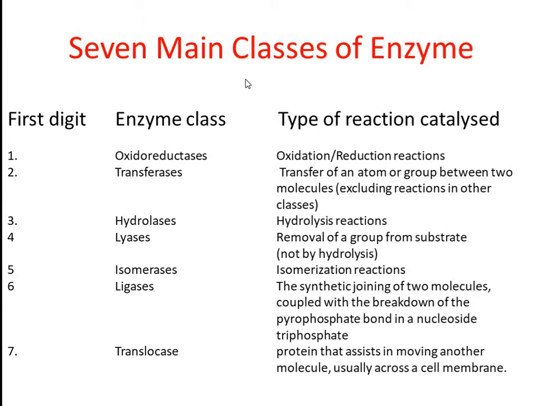If the first digit is 6, then it indicates the main class ligases, which are involved in the synthetic joining of two molecules coupled with the breakdown of the pyrophosphate bond in a nucleoside triphosphate. And if the first digit is 7, then the main class of enzyme is translocase, which assists in moving other molecules, usually across the cell membrane. So these are the 7 classes. In these 7 classes, the first digit of the EC number indicates the main class. Now in this video, we will learn each of these classes in detail.